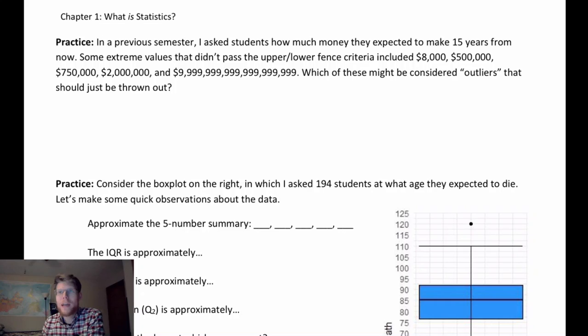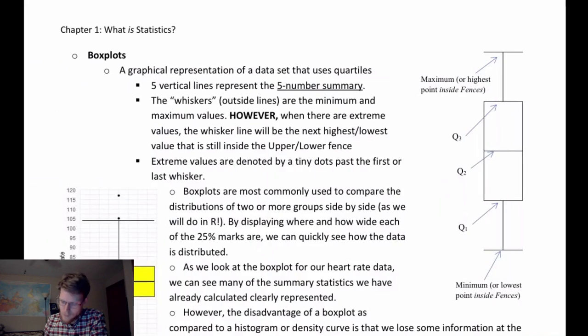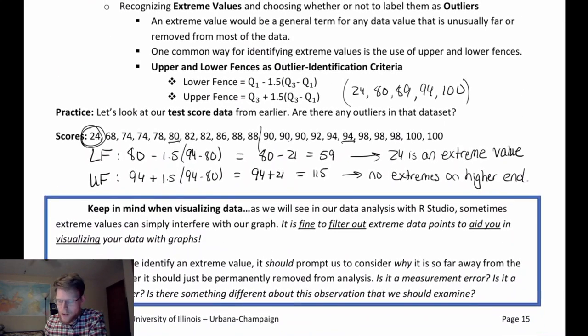Okay, so right now keep in mind all of these failed the fence criteria. All of these are outside our fences. That's our objective starting point, which is why we're looking at them and why we're asking about them. So now we're asking the next logical question. Would it make sense to just remove them completely? Or are they still sensible values that maybe we should retain in our data set? Think about some things down here. Is it a measurement error? Is it a non-serious answer? Is there something different about this observation that we should examine?